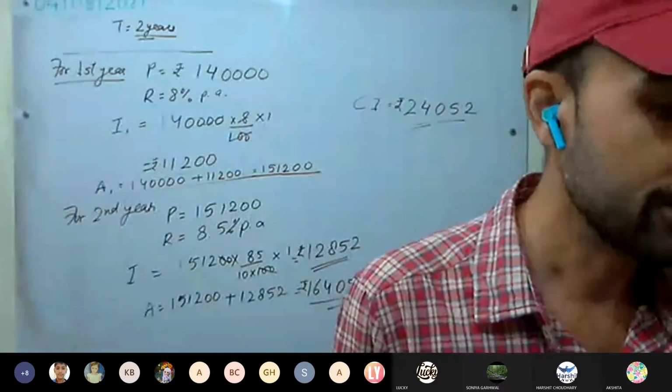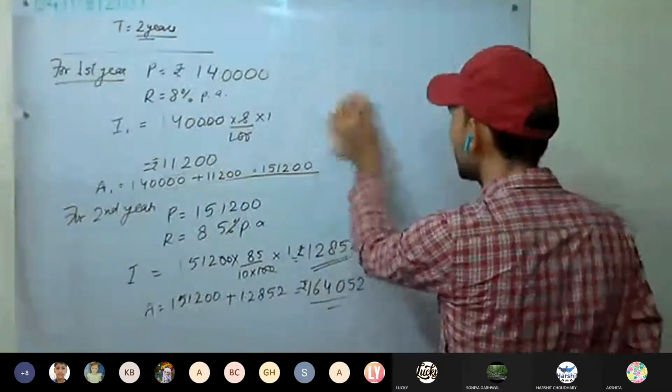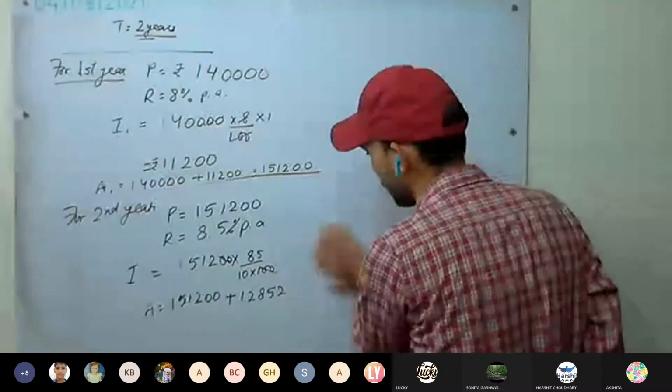Okay. So the bank offered two rates of interest. This time the bank is offering two rates of interest. One is at simple interest, the other is at compound interest.